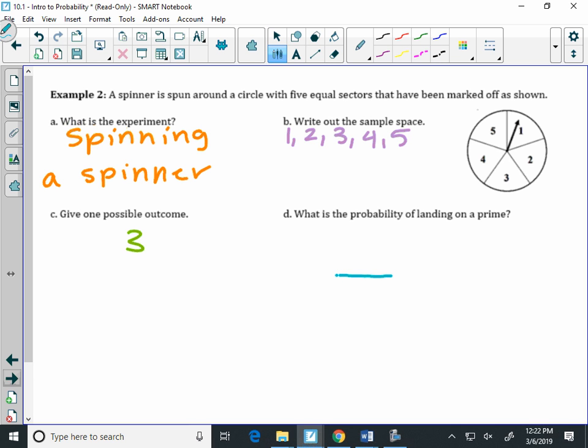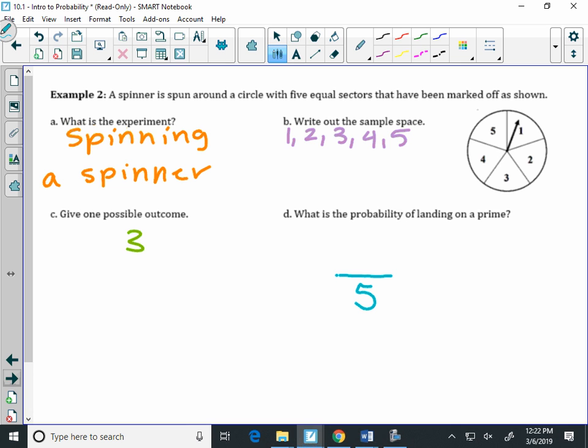So whenever you're asked to find probability, you're going to make a fraction most of the time. Okay? And using that definition we just talked about, the total possible outcomes goes in the bottom. How many total possible outcomes did we have? 5. Go to your sample space and count. 1, 2, 3, 4, 5. We had 5 total possible outcomes. Of those outcomes, how many are prime?